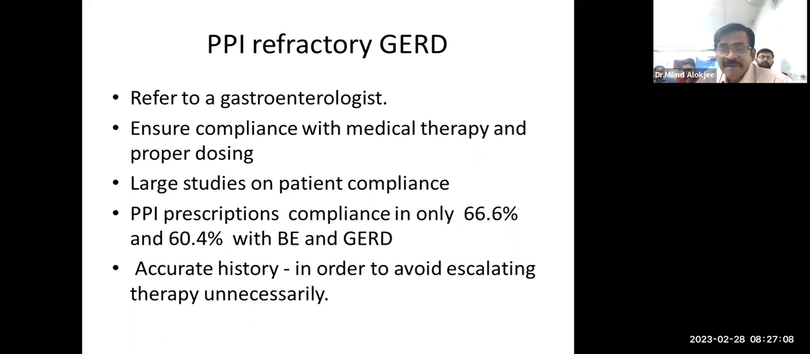A large study has revealed that patients with GERD do not comply with their PPI therapy. Only in 60 to 66% of these patients are they compliant with their prescription. So a careful history is important. If the patient is not compliant, there is no reason to escalate therapy. You have to ensure that the patient is taking the usual drug.